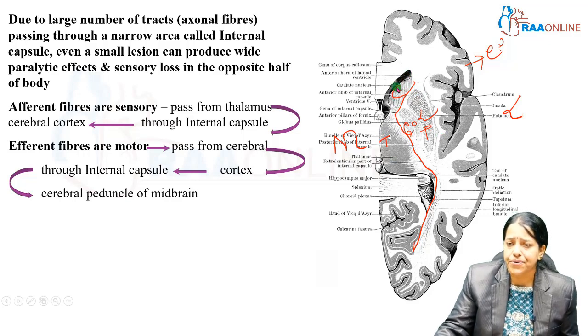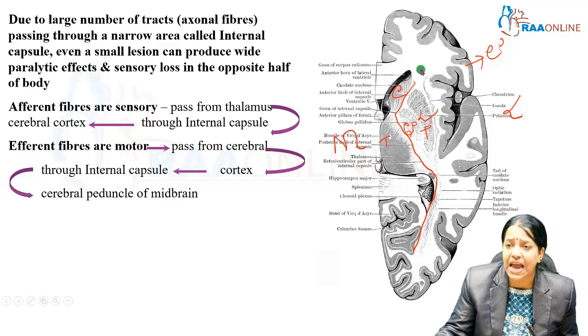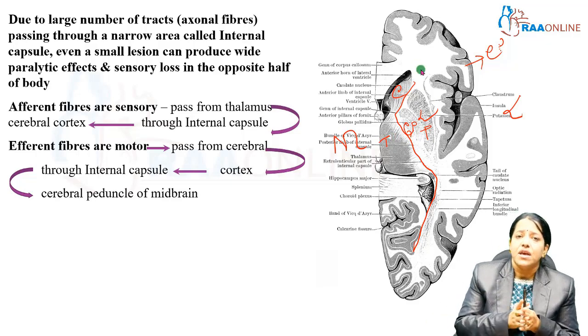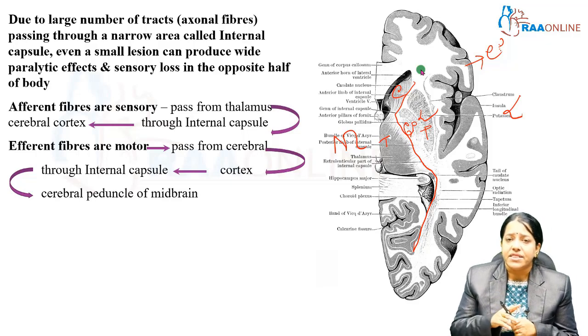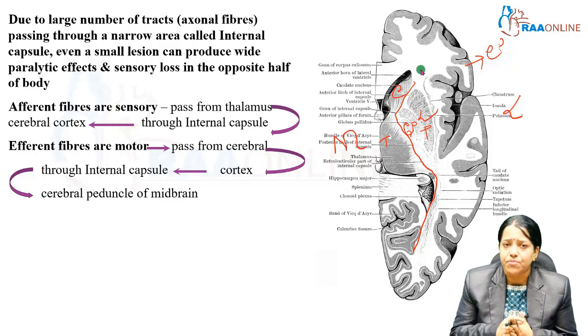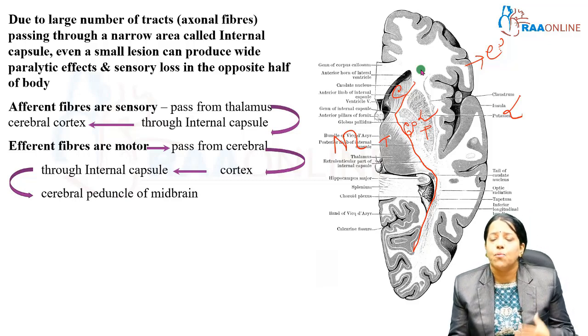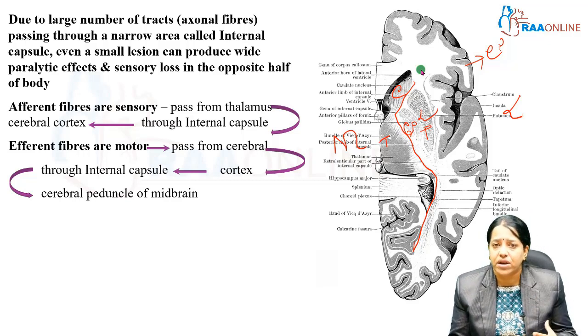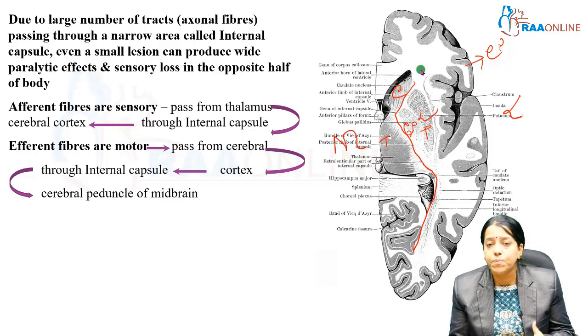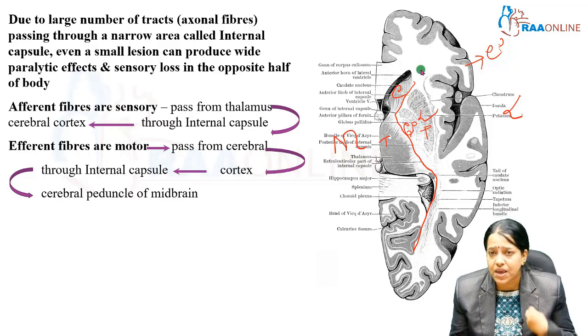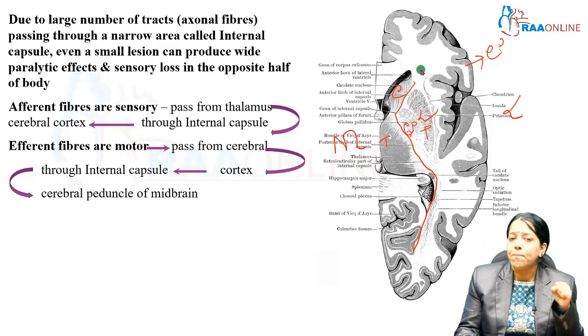So you have the caudate nucleus, and then you have the thalamus, and the lentiform nucleus is sandwiching these fibers through a very narrow area, and this narrow area is called the internal capsule. Even a small lesion in this narrow area can produce a widespread paralytic effect and sensory loss in the opposite half of the body. That's what I'm saying, that it is a very compact bundle.